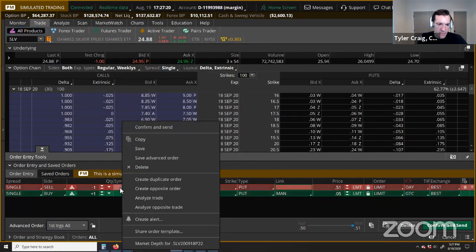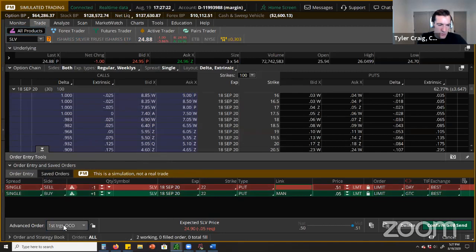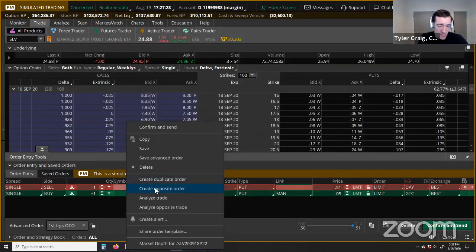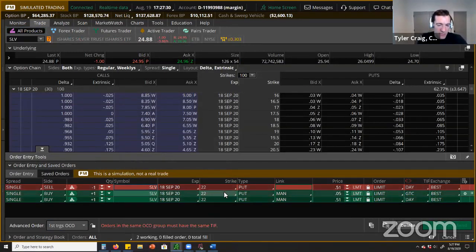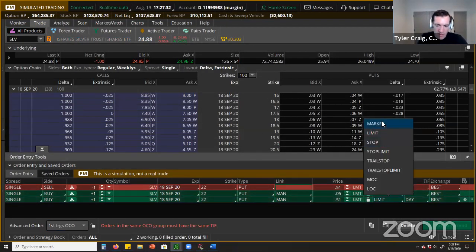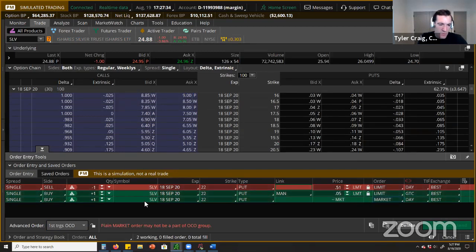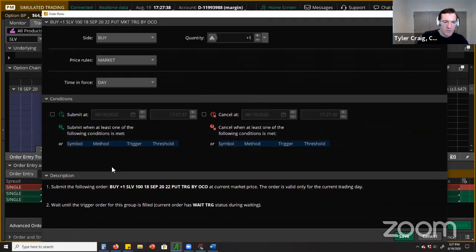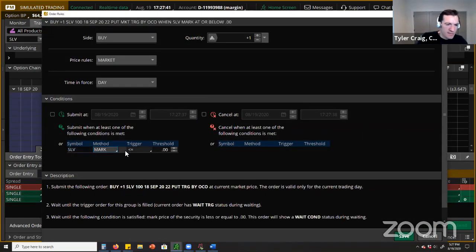So I'm going to right click. Now I'm going to change my advanced order to first triggers OCO. That stands for first triggers one cancels other. Now I can put in two exit orders, one for my target, one for my stop. So I'm going to make this third order a market order to buy back the put, and then go click on the cog wheel and tie it to the stock price. Say if silver gets at or below 22, get me out. Buy back the put at market.